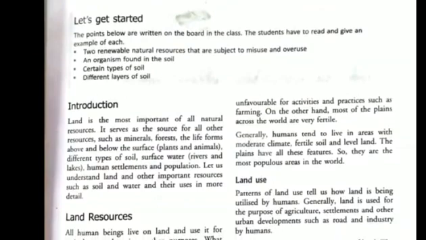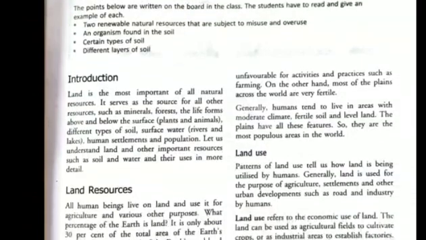Land is the most important of all natural resources because from the land we will get minerals, forests, plants, animals, rivers, lakes, streams and many more things. That's why land is very important for the survival of human beings as well as other living beings.